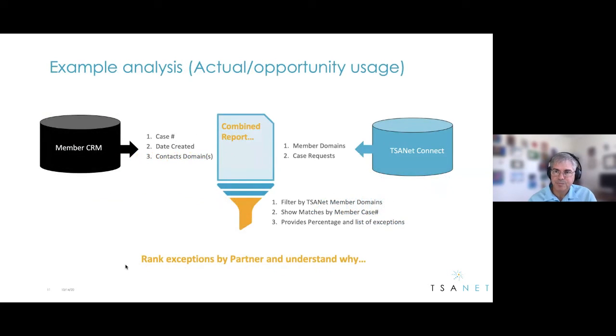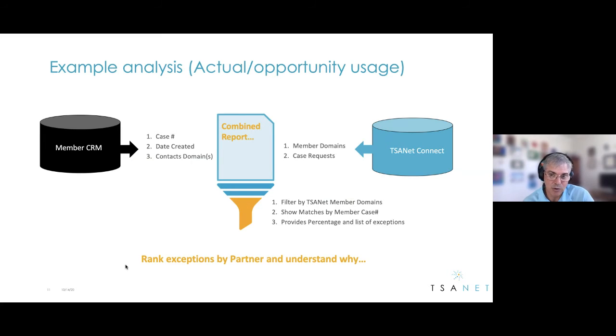So what we did is we worked with one member, and I'll call them out because we owe a lot of gratitude to them, and that's VMware. They let us work with them and kind of really dig into their CRM data. And we did some analysis, combining some data here with TSANet Connect data, doing some analysis to where we could really try to understand what's the actual usage through TSANet Connect and what's the opportunity for usage with TSANet Connect.